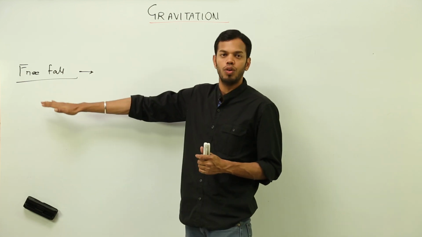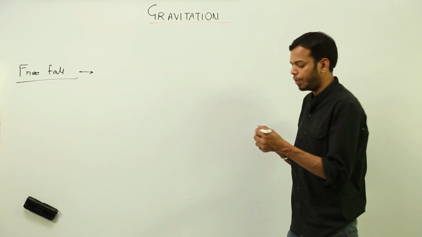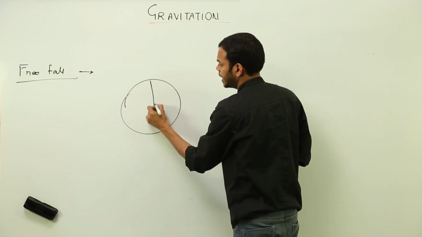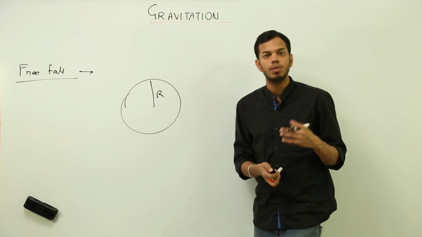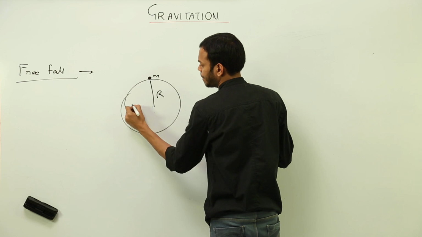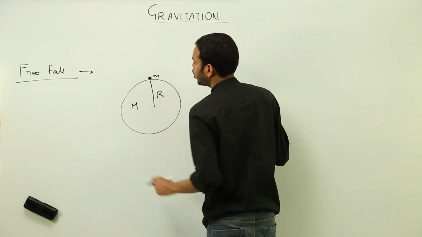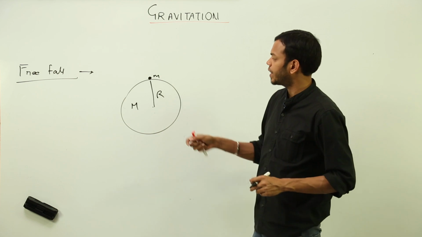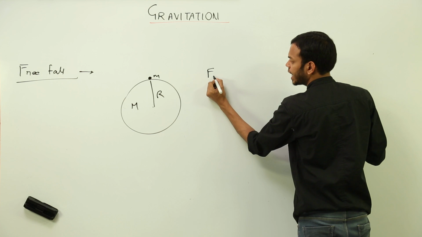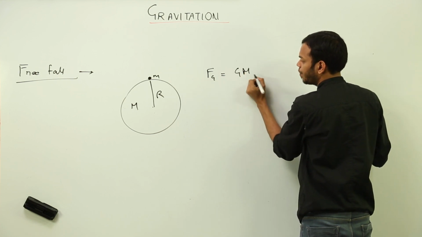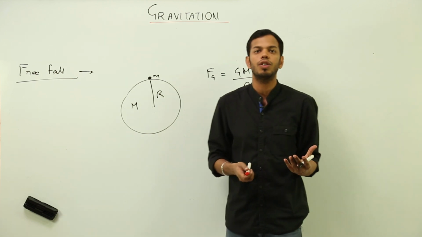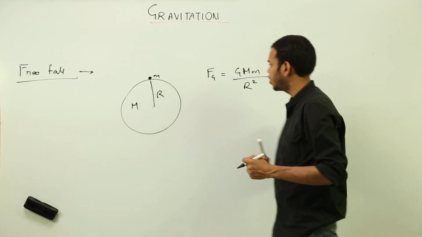First of all, before going on to what is free fall, I just mentioned gravity. Suppose this is earth, this is the radius of earth. I have taken a small mass, capital M, and I want to find the force of attraction between earth and this body. The force of attraction is the gravitational force of attraction, which is G m1 m2 upon r square, where r is the radius of earth. How much is the radius of earth? It is 6400 kilometers.